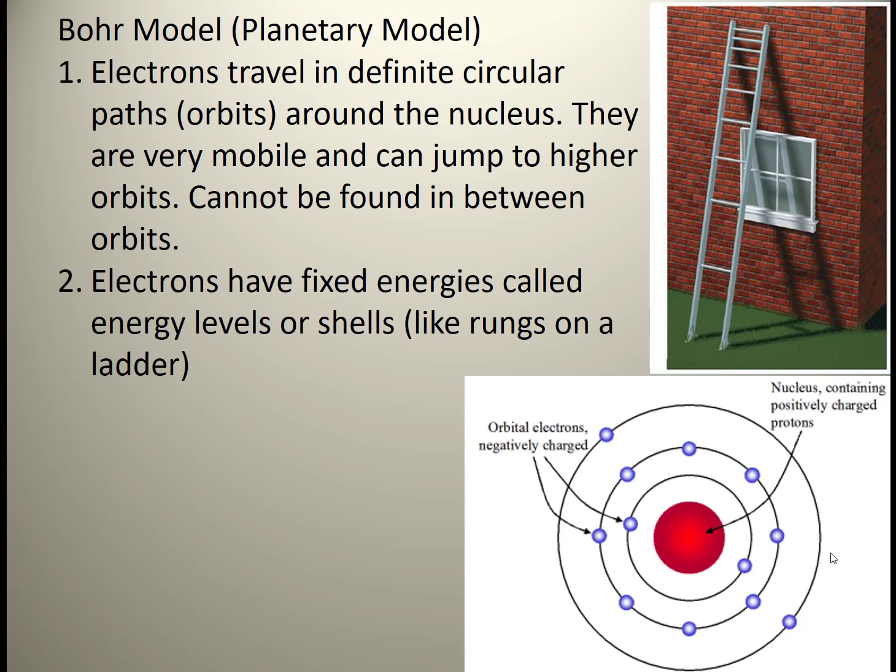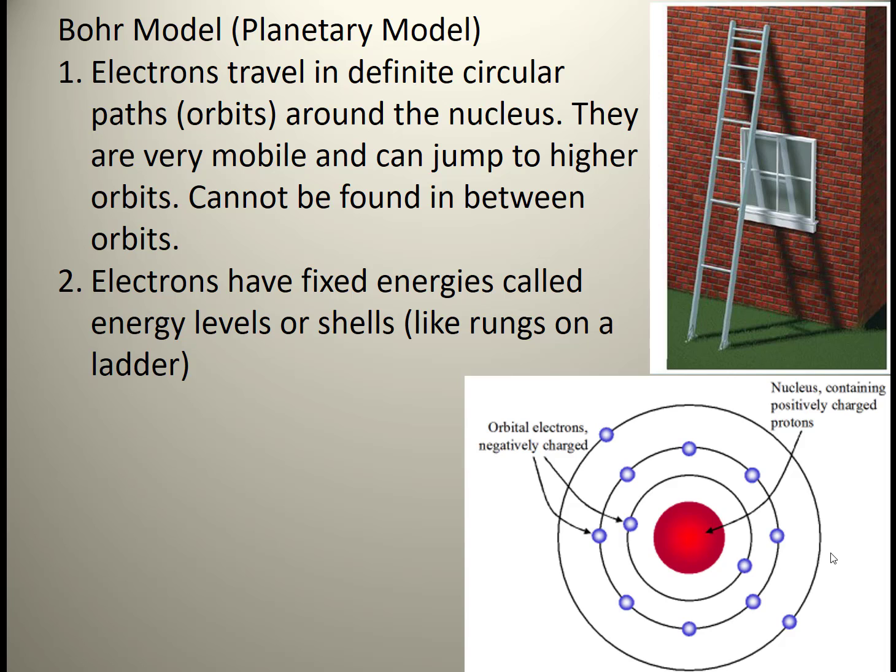As I said, Bohr made his model, and it's called a planetary model, and that's because the electrons are going around the nucleus like a planet goes around the sun. These electrons travel in definite circular paths or orbits, is how Bohr described it. They're very mobile, and these electrons can jump to higher orbits. You, however, cannot find them in between orbits.